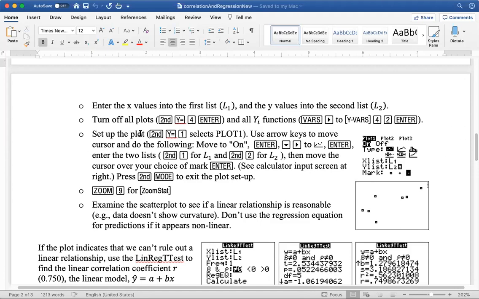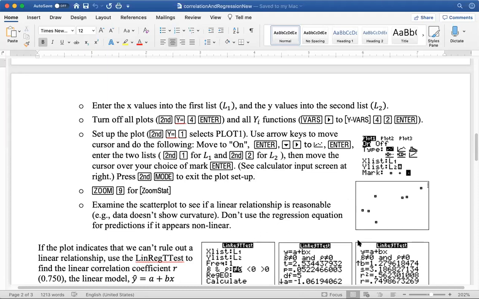Then we need to set up a plot, okay? We need one plot on and nothing else. So we're going to go to second, y equals, hit number 1, and that would be the first plot, and we'll select plot 1. Actually, what I'm going to do here is go through the process on the calculator for setting this up. So let's go ahead and back to sharing calculator.